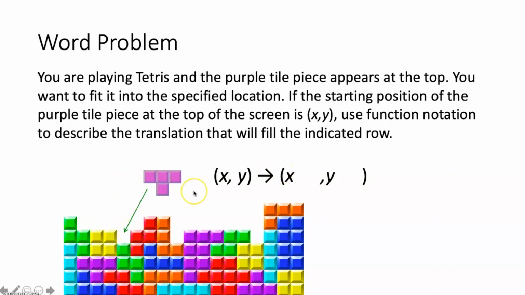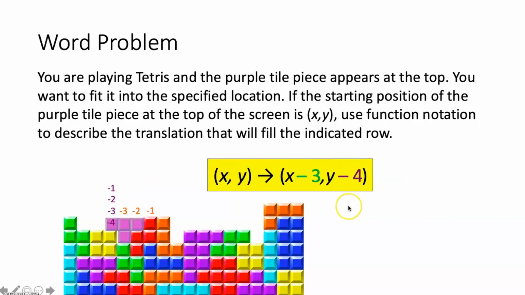Well, let's start with how far left. So it looks like we're going to move it to the left 1, 2, 3 units. And if we're moving to the left 3 units, that would be subtracting 3 from our x-coordinate in our function notation. So that looks something like this when we move it to the left 3 units. Now we need to move it down in order to get in this spot. And how far down? Well, it looks like we need to move it down 1, 2, 3, 4 units down, which would mean we are subtracting 4 from our y-coordinate over here in our function notation. And if we move it down 4 units, does it fit in? Yes, it does. Therefore, this is the correct function notation to describe our translation of our given tile piece.